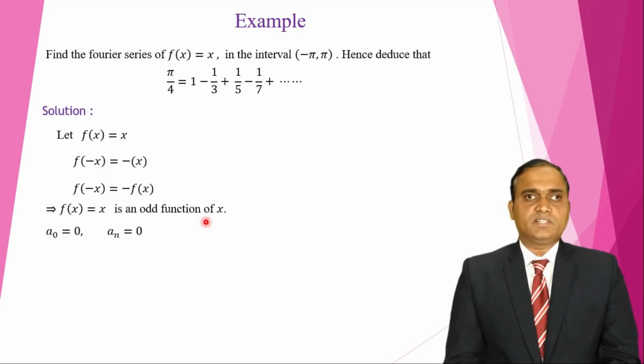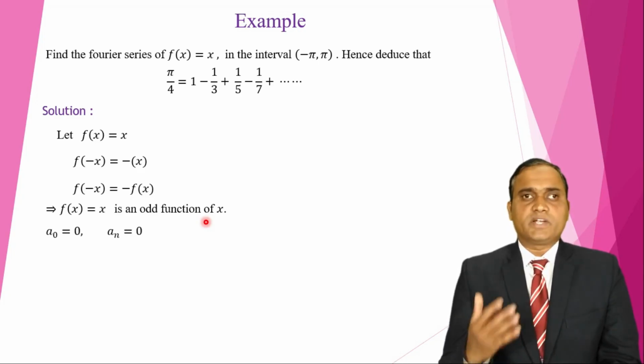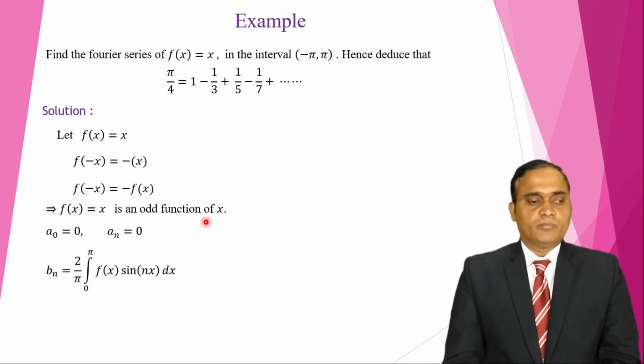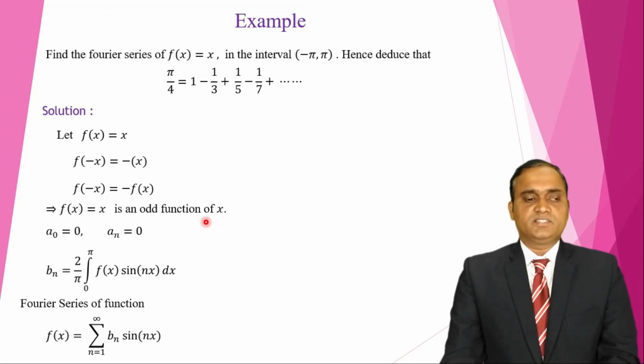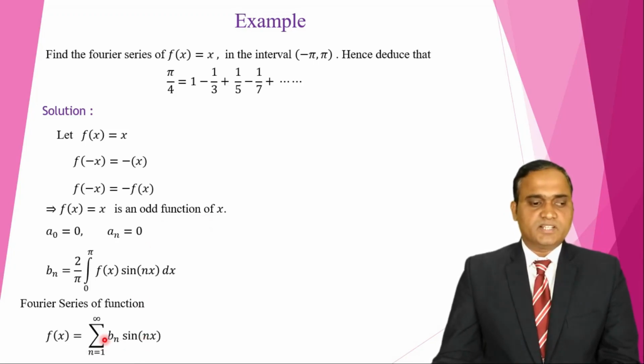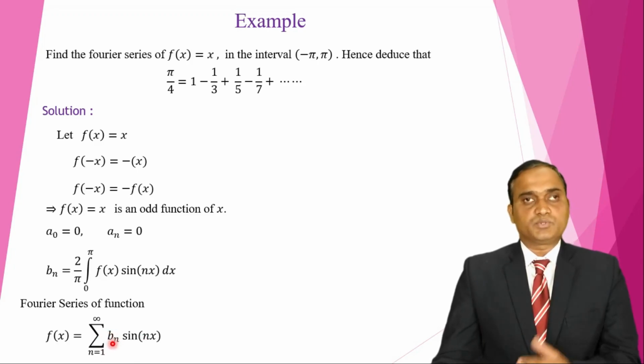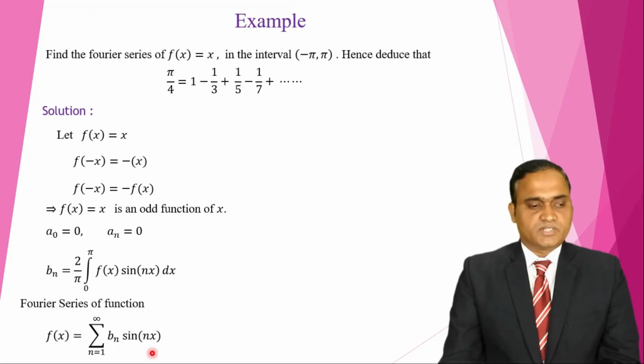If it is an odd function, then a0 and an values are 0. We just have to find the bn value. So bn is 2 upon pi integration over 0 to pi of f of x sin nx dx. Then our Fourier series is f of x is the summation of bn sin nx. That means we have to find the bn value and substitute here, and we get the Fourier series of that function.